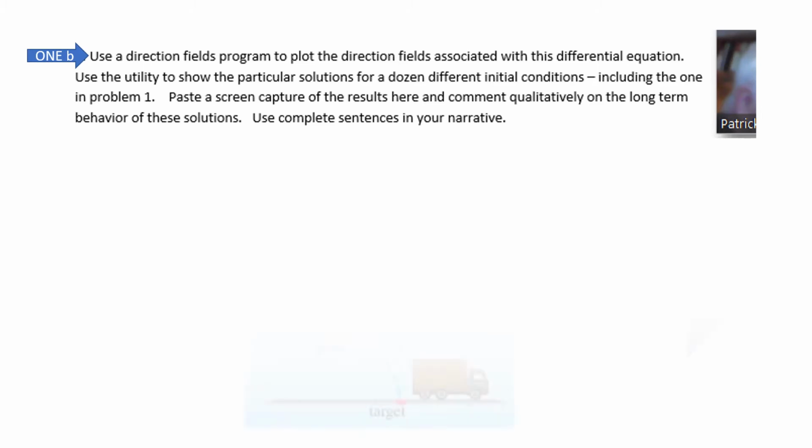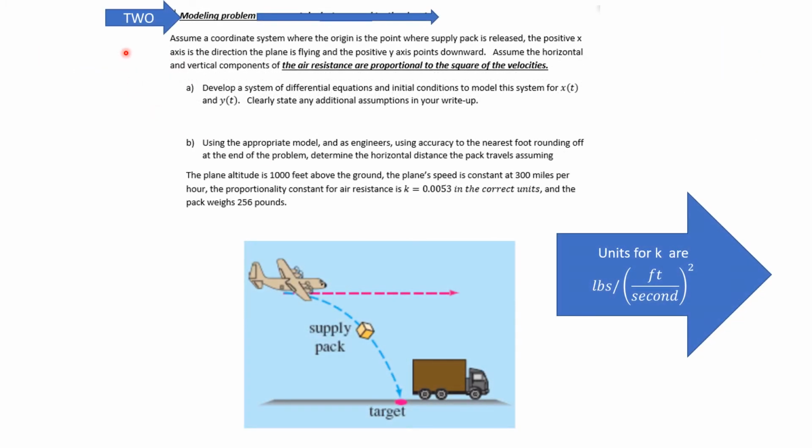Problem number 2 is a modeling problem, and you're to solve this. So assume a coordinate system where the origin is a point where the supply pack is released. The positive x-axis is the direction the plane is flying, and the positive y-axis points downward. I'm telling you a coordinate system to use.